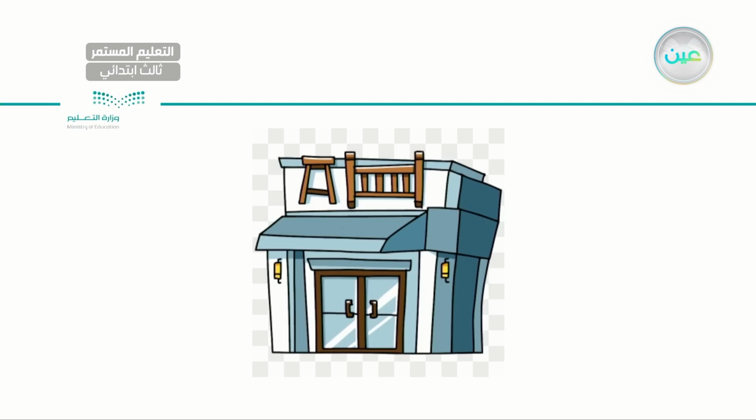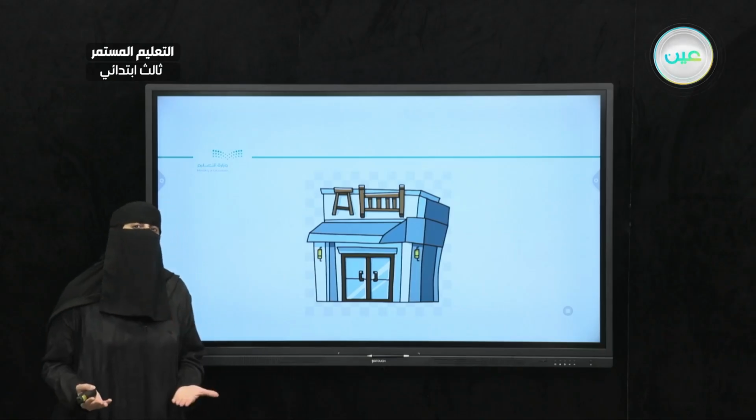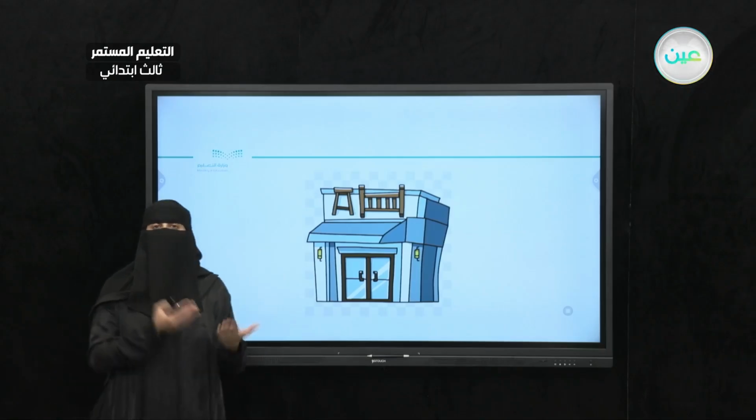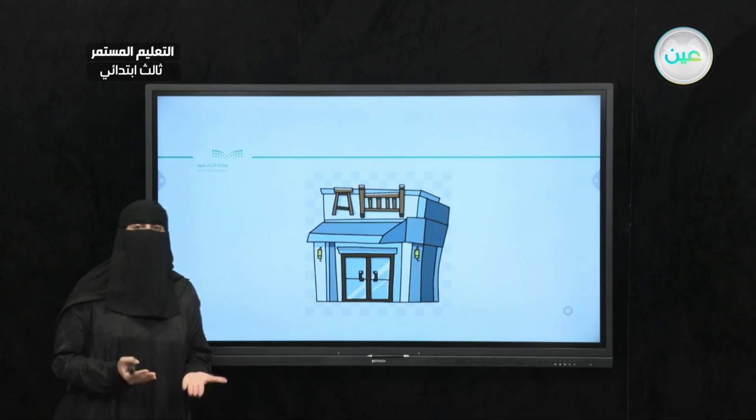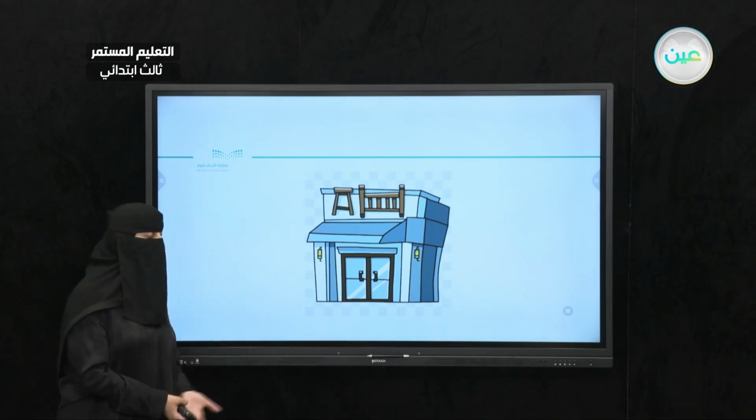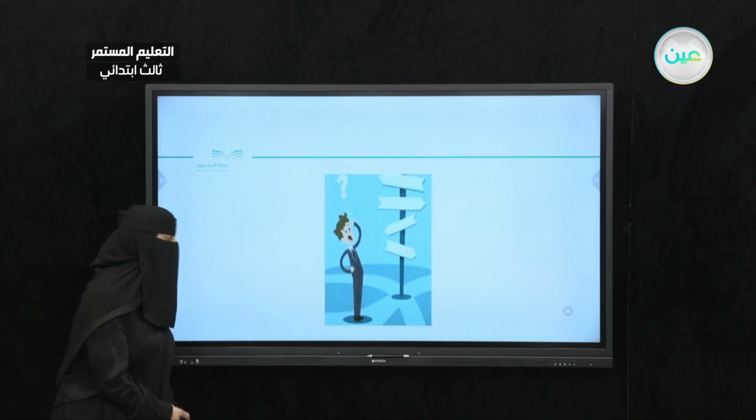And also we have a furniture shop. Furniture shop is normally a huge place. It's a big place where we can buy furniture like beds, sofas, cupboards, lamps, chairs, tables. Very good. We can buy them from a furniture shop.